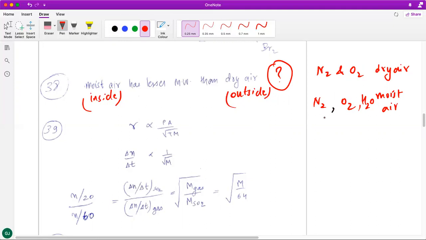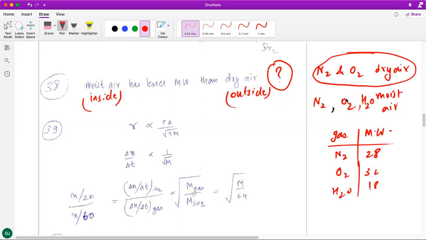Now, if you notice the molecular weight of these gases, N2 is 28, O2 is 32, and water vapor is just 18. So if from a dry air sample I'm removing some part of a heavier gas, say N2 or O2, and replacing it with a lighter gas, which is H2O, then obviously the molecular weight will come down. The mixture's molecular weight is going to come down.